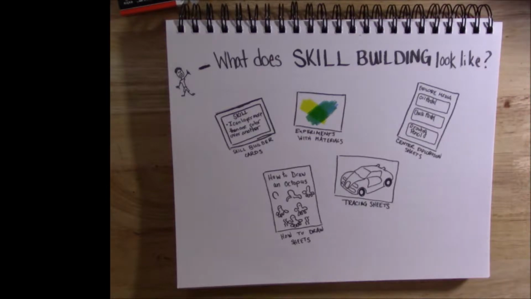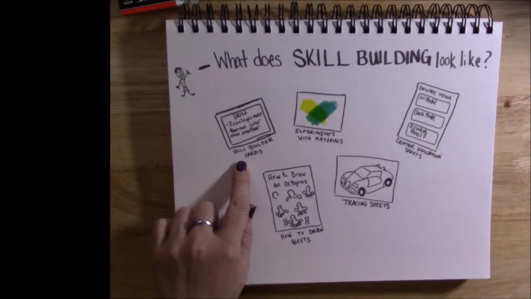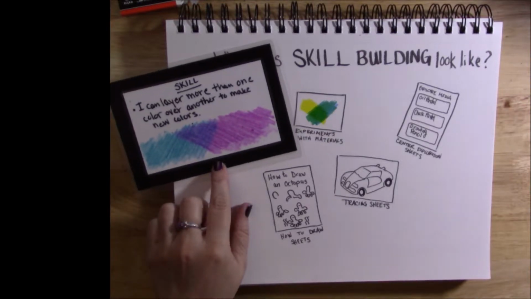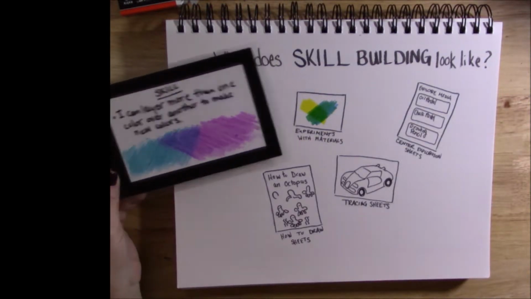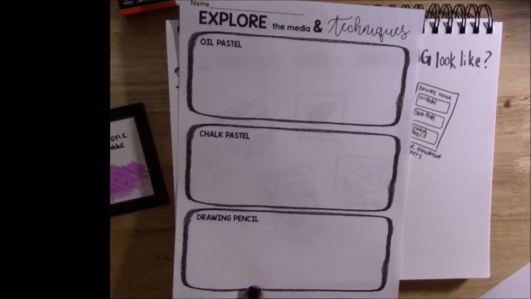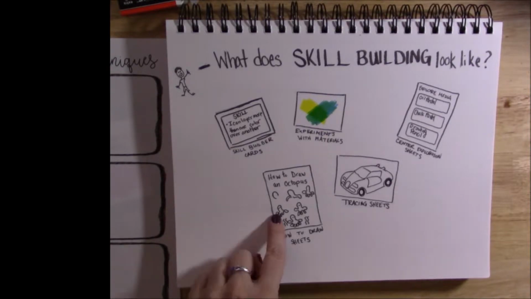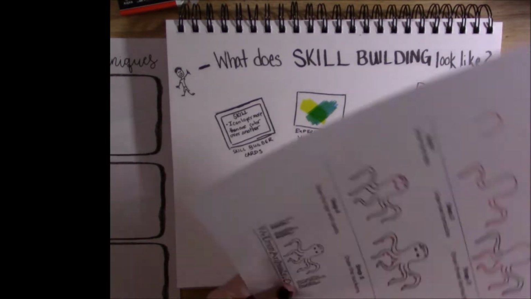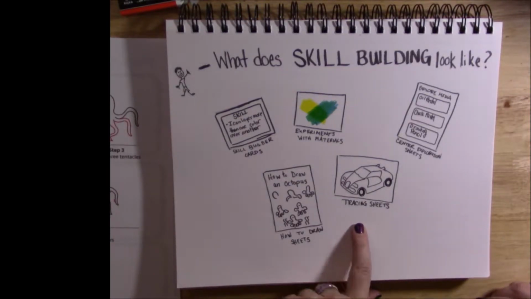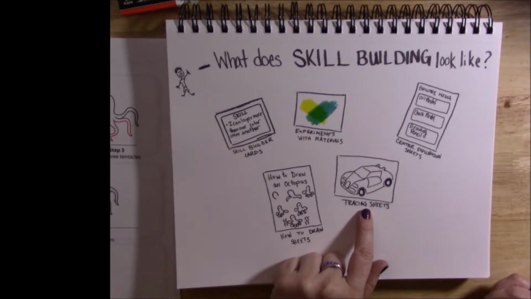But what does skill building look like? Well, for our purposes, skill building could be a skill builder card, like one of these, where it explains how to do a skill using one of the materials. It could be experiments that you've done with materials. It could be your center exploration sheets, like we did with the Drawing Center. It could be how to draw sheets. This one's how to draw an octopus. That's a skill builder. Or it could be a tracing sheet, where you're learning how to trace around the object so that you can learn how to draw it.